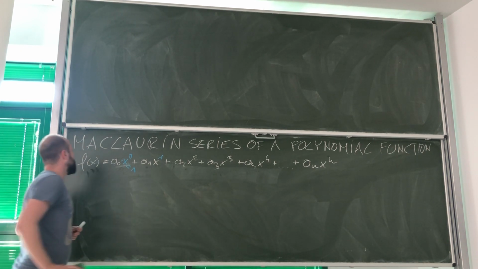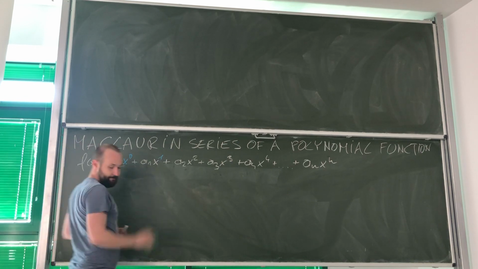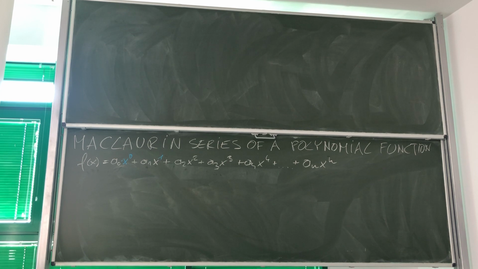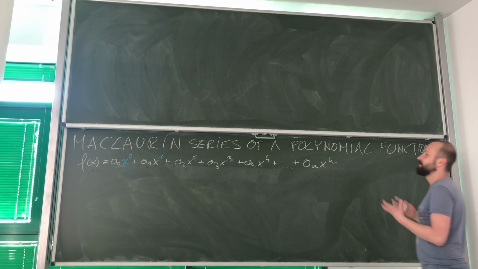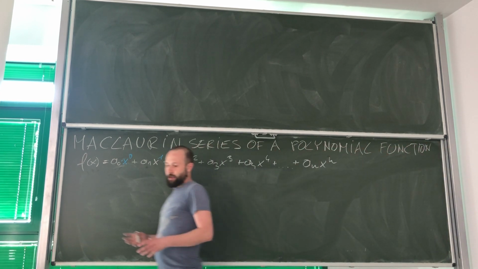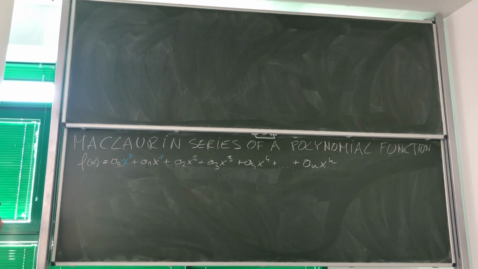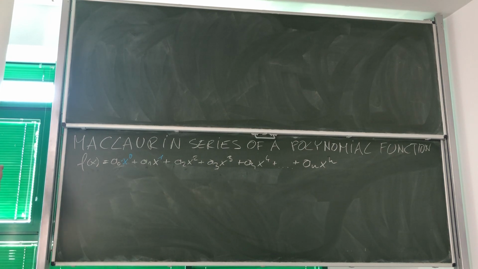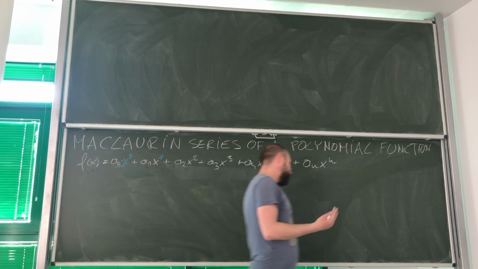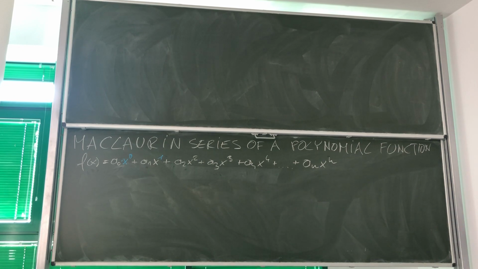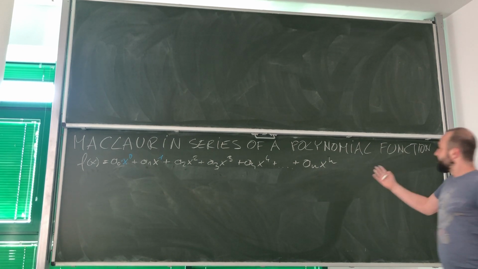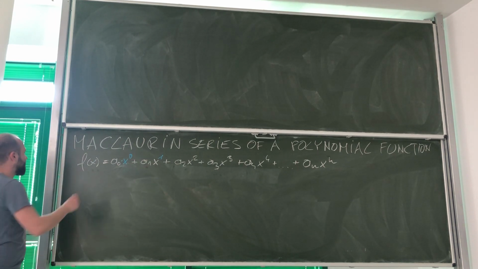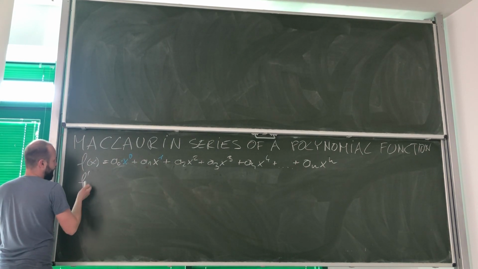Okay, and what we want to do today is to take this function and rewrite it in a different way that would give us essentially the same function. And of course, we're going to obtain this by means of differentiation. So first thing we're going to do over here is that we're going to find the first derivative of this expression.